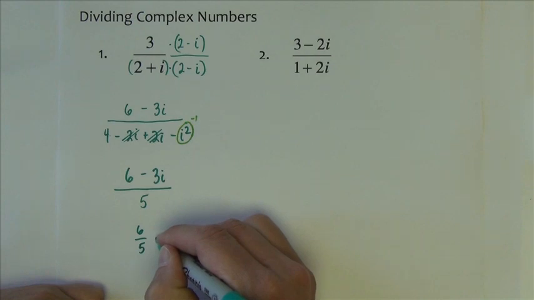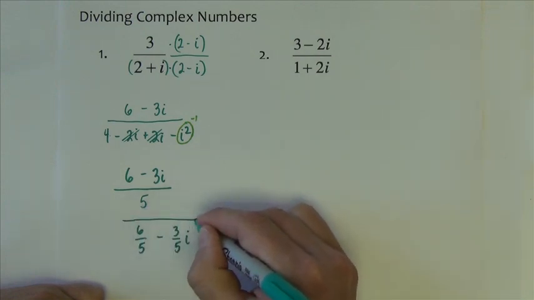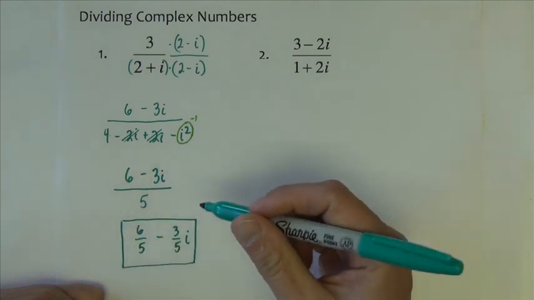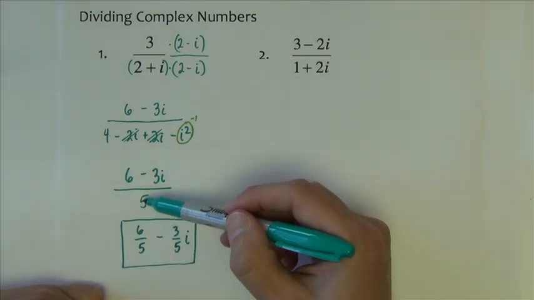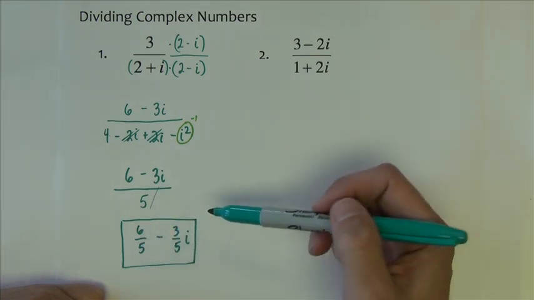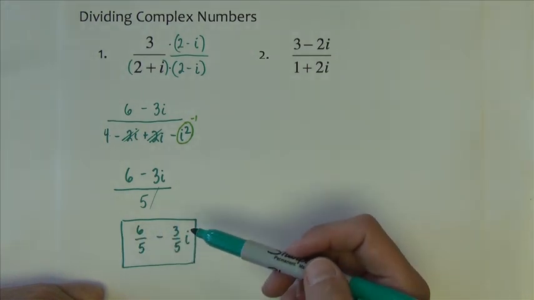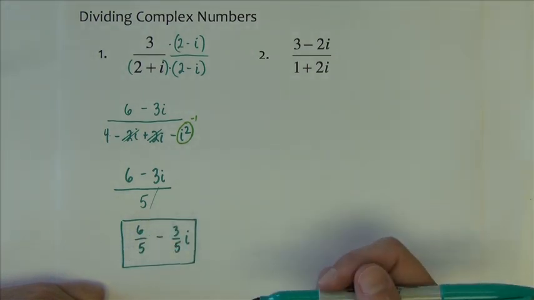Typically we like to see the fractions split up. So 6/5 minus 3/5 i. The reason why I would split that fraction up into two separate fractions is it might be possible sometimes to reduce one and not the other, and if that's possible I'd want to do that. In this case they both don't reduce, but I still prefer to see it like this.